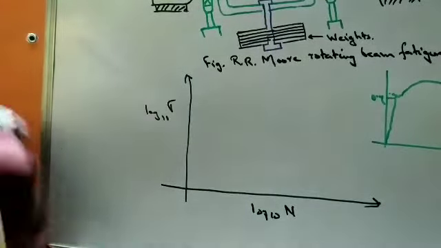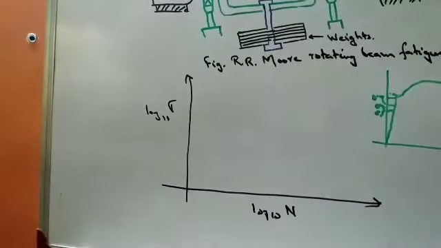Now we start by giving a load such that the stress developed is 0.9, 0.8 times the yield stress, 0.5 times the yield stress. In this way we apply different loads, and the loads can be applied only by changing the weight. So now if you plot a graph, what happens?